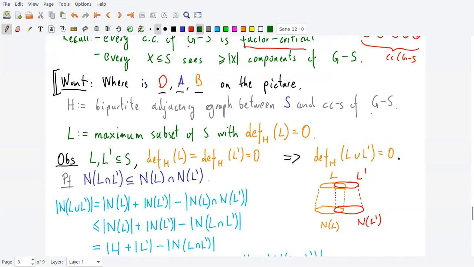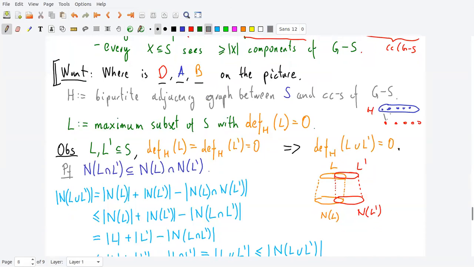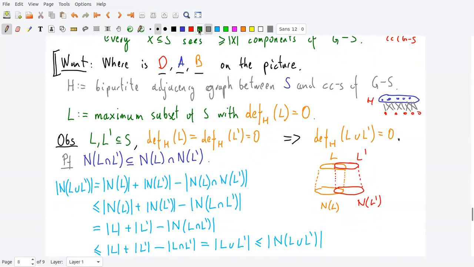So again, this H is the bipartite adjacency graph between the vertices of S and the components of G minus S contracted to single vertices. So this is H, and we look at the structure in this graph. This is a bipartite graph, and we want now to understand a bit more. Okay, so let L, this is again a definition that will bear with us for a few minutes, be a maximum subset of S with defect equal to zero in this bipartite graph. And note that this is the defect, the number that we defined in the proof of Hall's theorem. This is the size of the number of neighbors of L minus the size of L. So let me write it down.